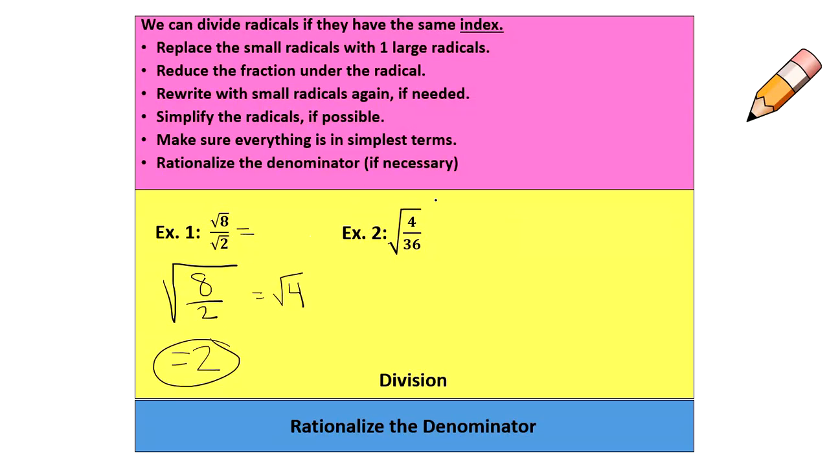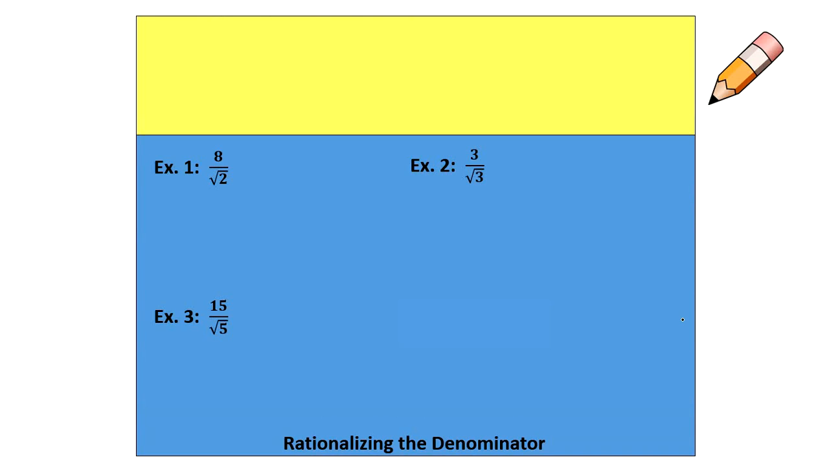Now, let's look at this one. Look, I'm under one big radical. So, let's follow our steps here. I'm under one big radical. Let's reduce the fraction under the radical. So 4 over 36, that is the same as 1 over 9, right? 1 over 9. Now, let's write with small radicals again. So, I'm going to get square root of 1 over square root of 9. Let's simplify. Square root of 1, 1. Square root of 9, 3. 1/3 is my answer.